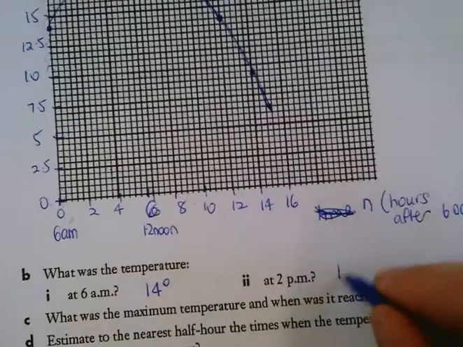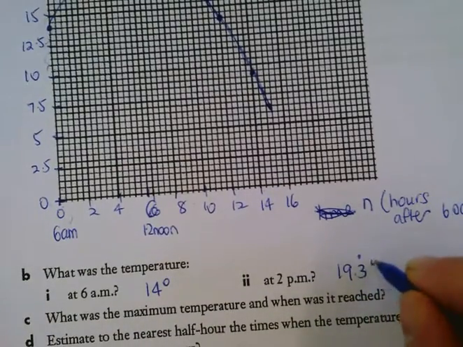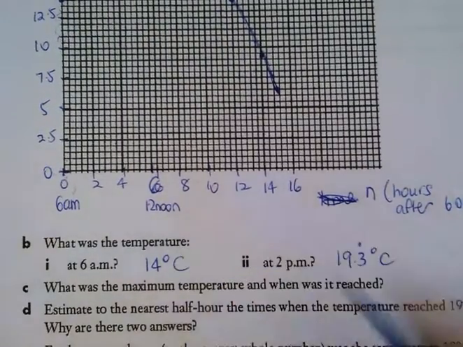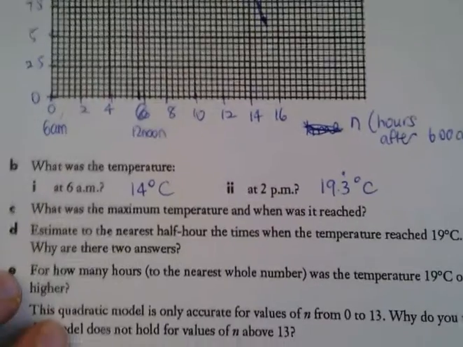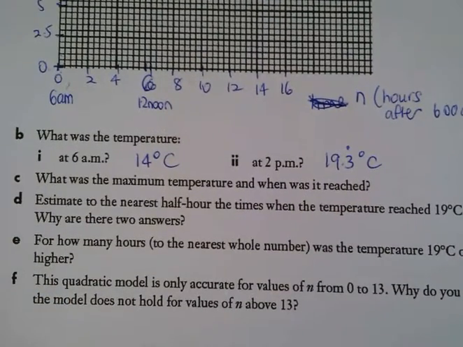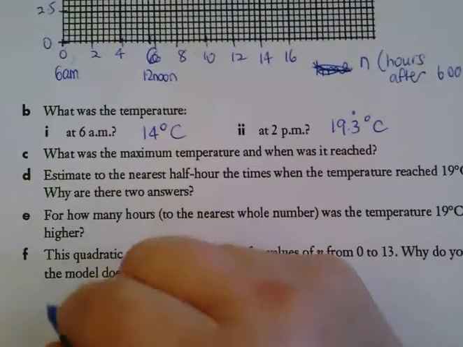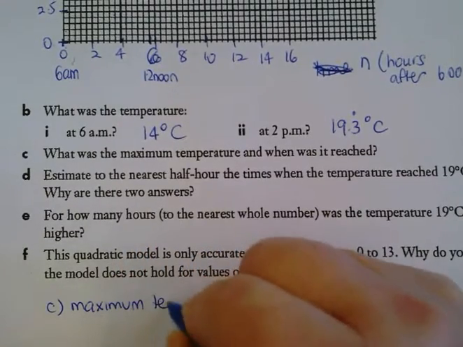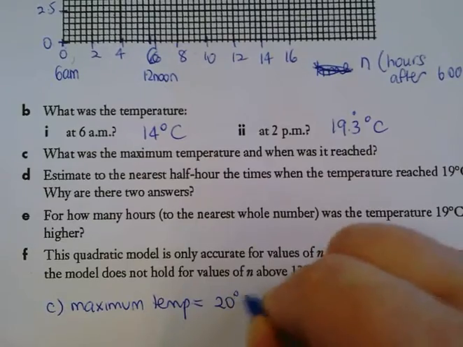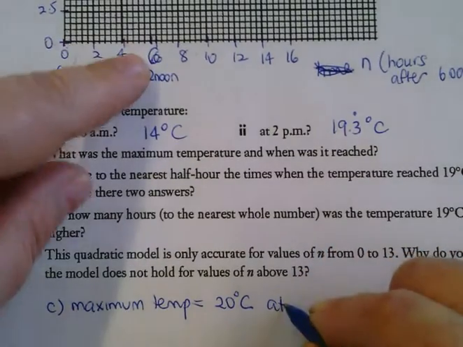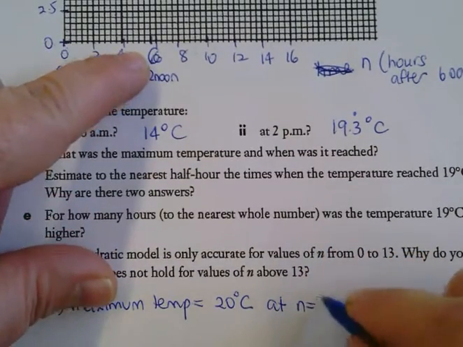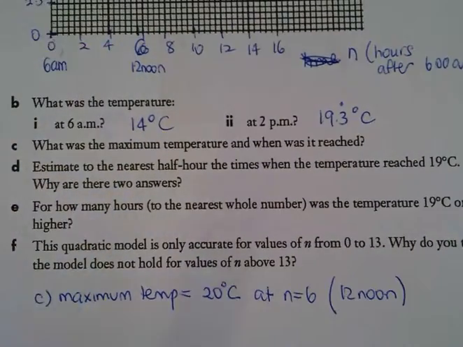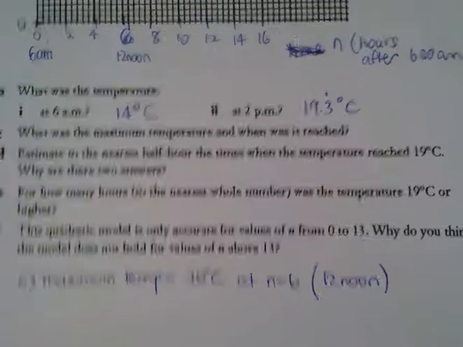So the temperature at 2 p.m. is 19.3 recurring degrees. I'm assuming this is Celsius. It is. Next question: what was the maximum temperature and when was it reached? So the maximum temperature is 20 degrees Celsius and it is at n is 6, which is 12 noon. Okay? They want the time.